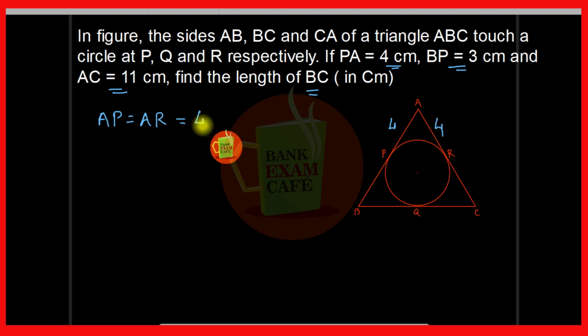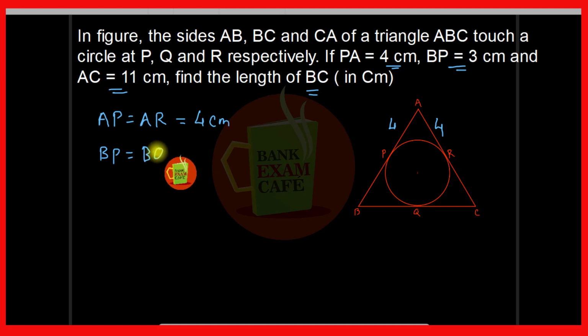So which is equal to 4 cm. Now here BP and BQ are the tangents drawn from the exterior point. Therefore BQ is equal to BP. But BP is what? It is 3 cm, and therefore BQ will also be 3 cm.